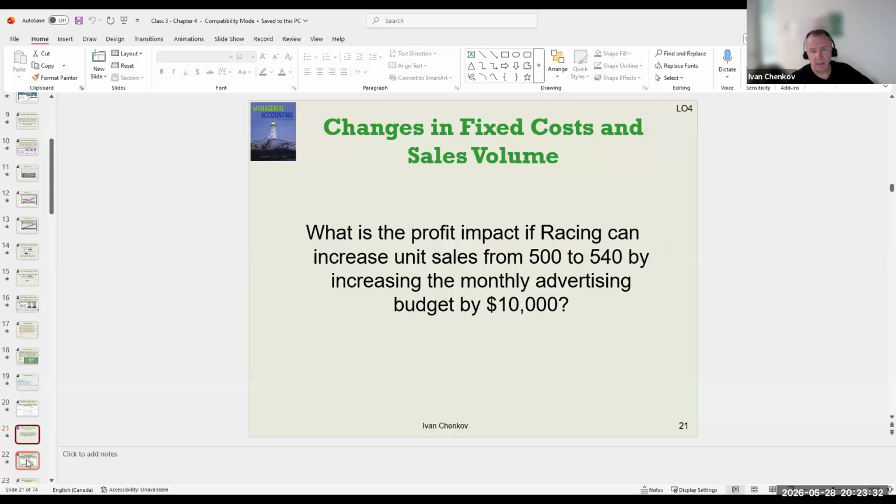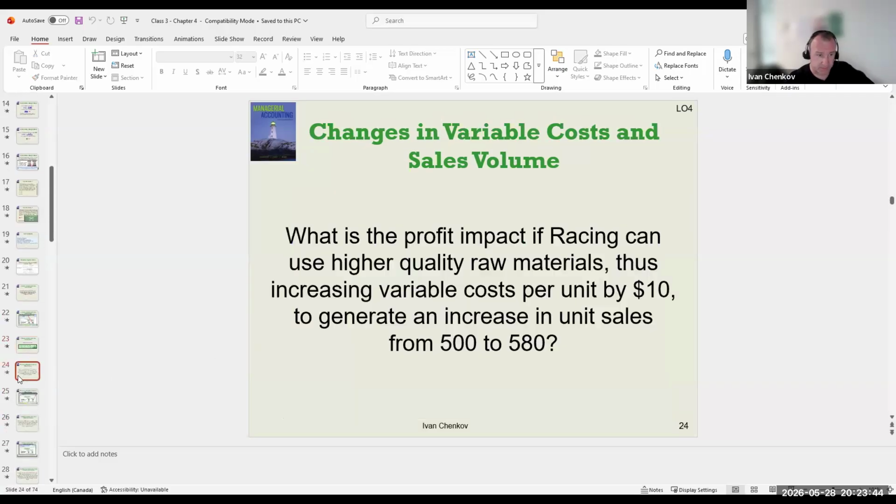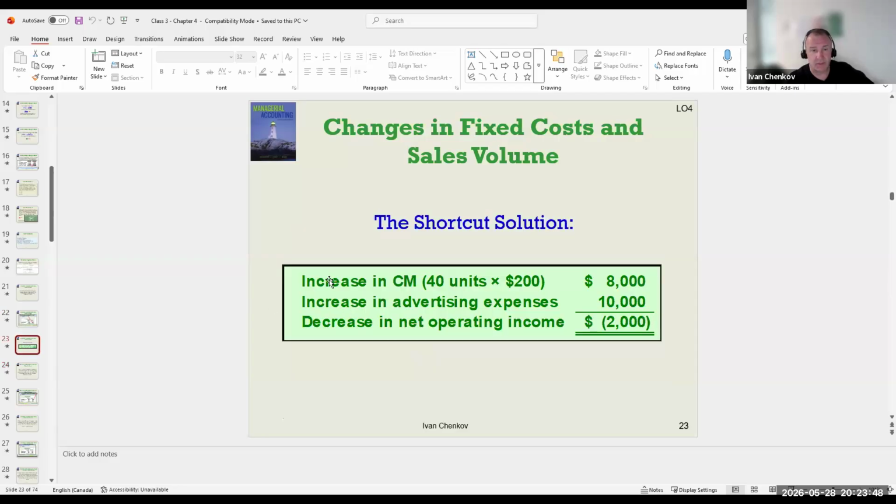So what's happened again? In this case, one way is to run the financial statements and to see the difference. As we can see, the operating income went down by $2,000. So basically, that's not preferable for us. The other option is the shortcut approach, which is increasing the contribution margin: 40 units, additional $200, $8,000. Increase the advertising expenses 10,000. Decrease in operating income 2,000.